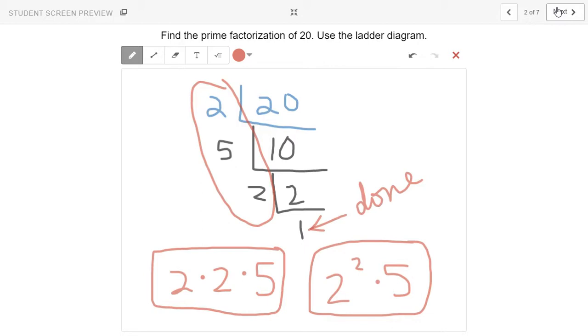Then 2 divided by 2 is 1, and I'm done because we know once the ladder diagram ends with a 1, we're done. So now look at the factors on the left, put them in numerical order: 2 times 2 times 5, or 2 to the second power times 5.